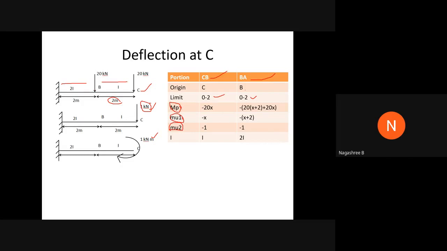Now, coming to the calculation of the moment part for the real load. Here you can see this is the C part, and this is the B part. I assume a section XX at a distance of small x from C. Is this diagram visible to all of you?